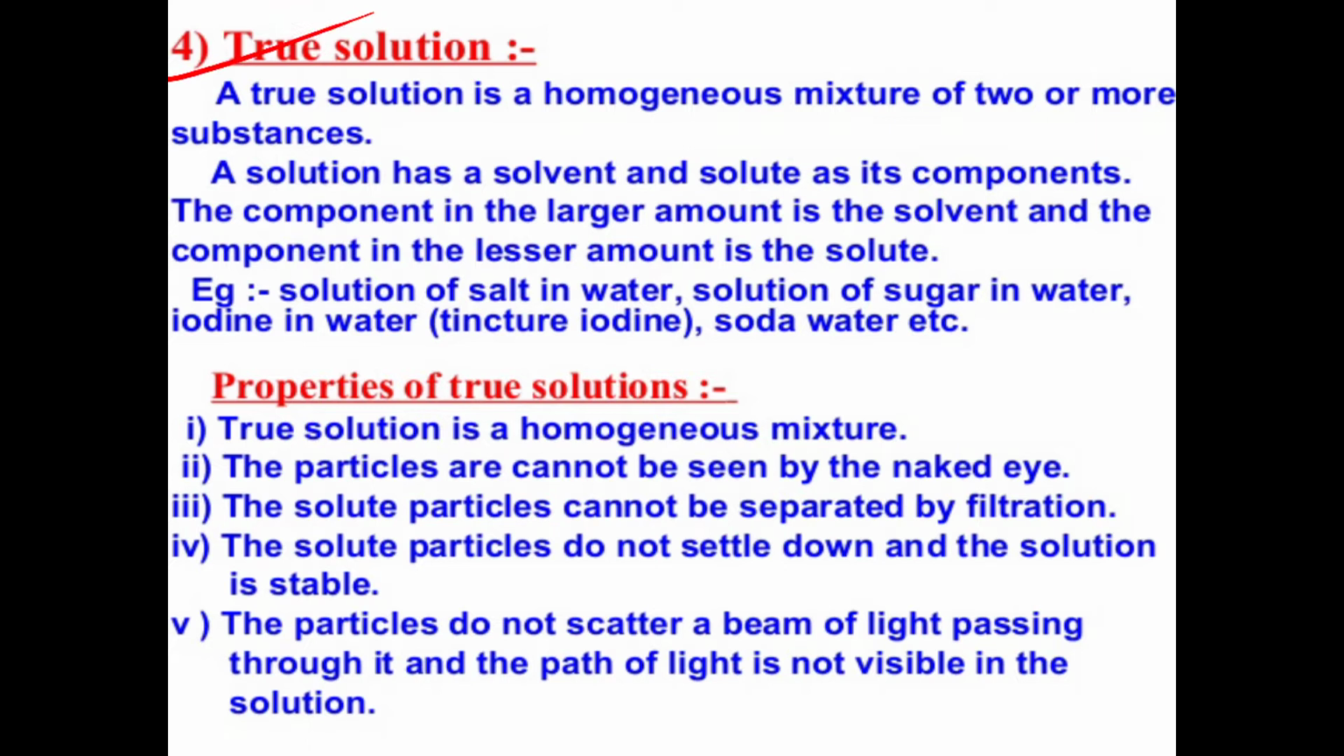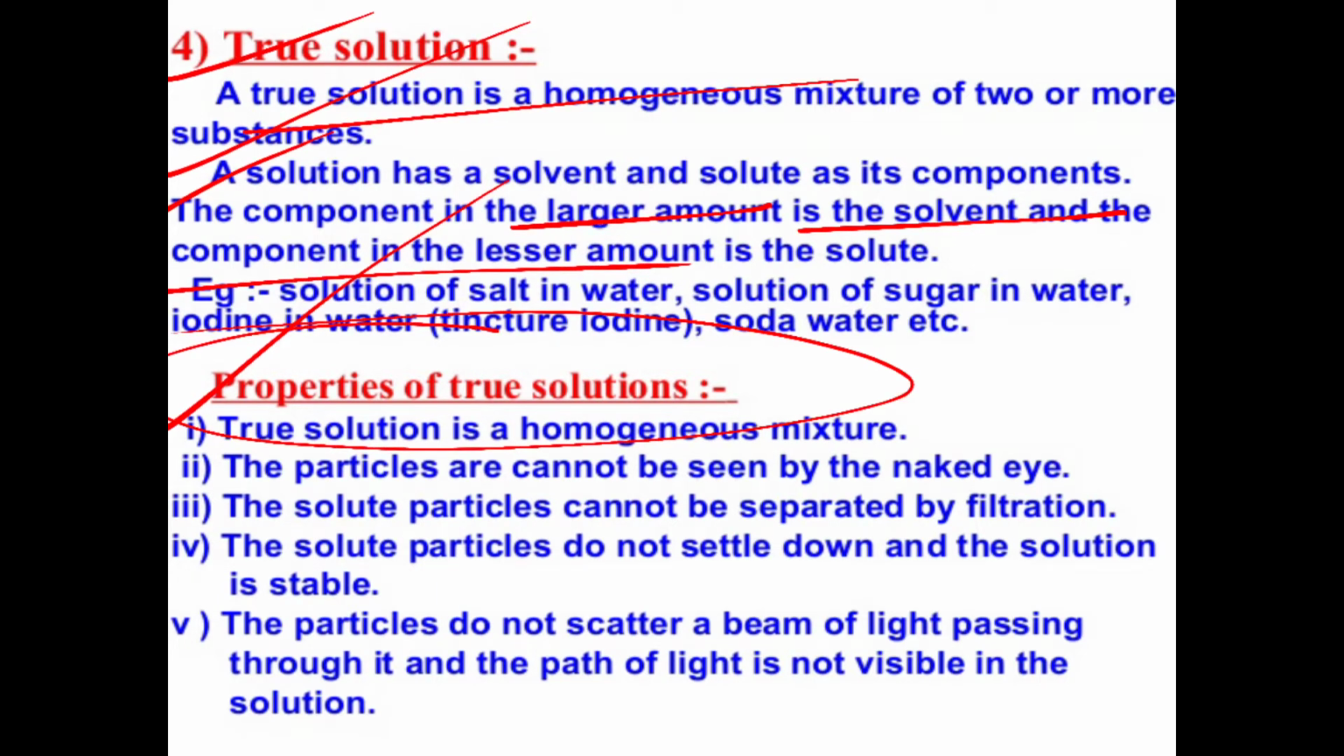The first one is true solution. A true solution is a homogeneous mixture of two or more substances. Fine. It is a solution which has the solvent and solute as its components. The component in larger amount is the solvent and the component in lesser amount is the solute. About properties of the true solution: a true solution is a homogeneous mixture. The particles cannot be seen by the naked eye.